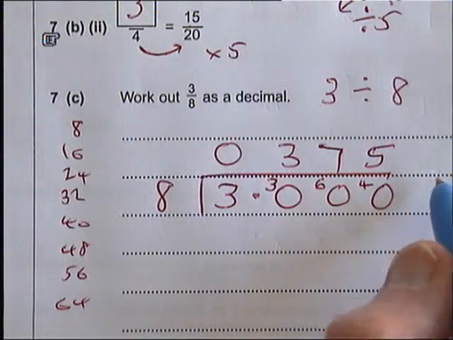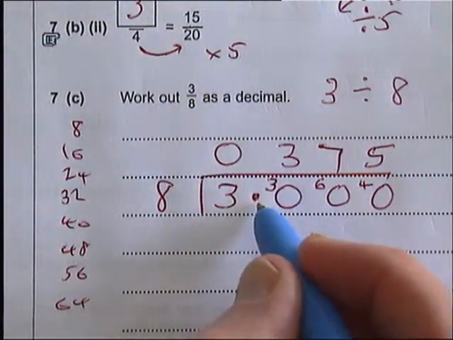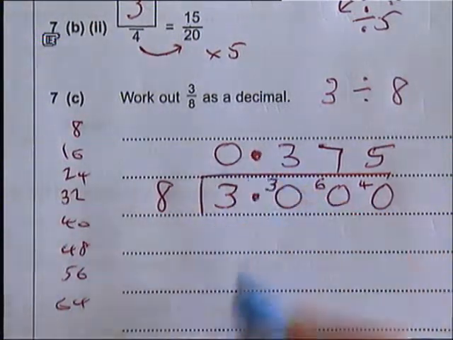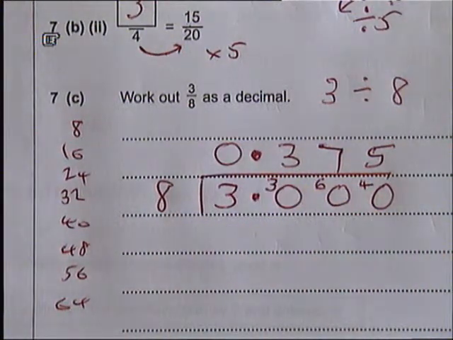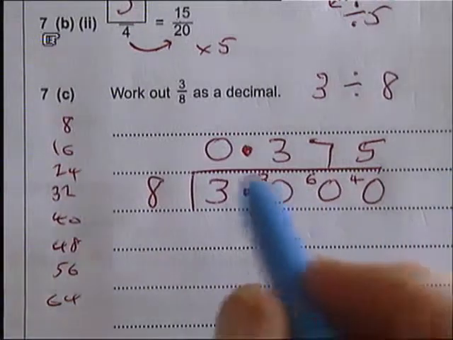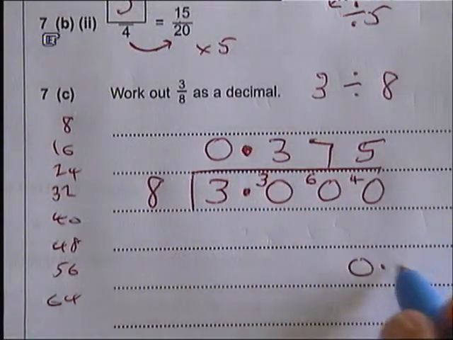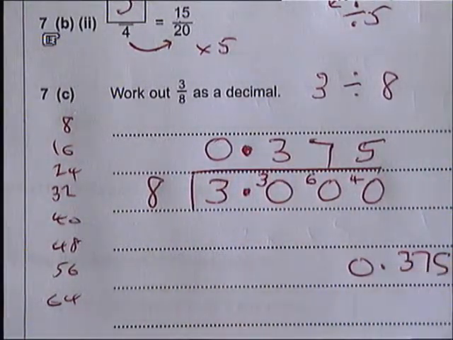The only thing I do need to do now is, because I had a decimal point here in my question, put a decimal point directly above it in my answer. That's what you do when you do divides. So the answer to that question is the number at the top. It's 0.375.